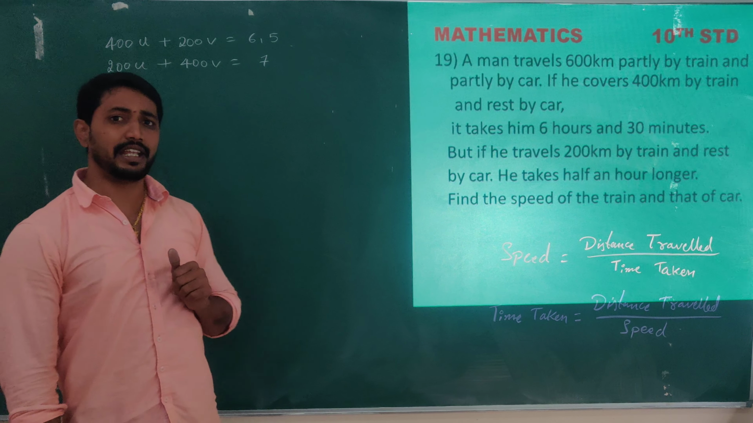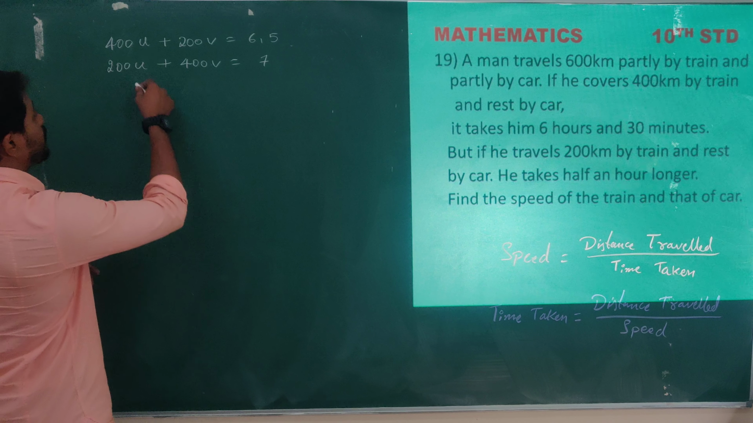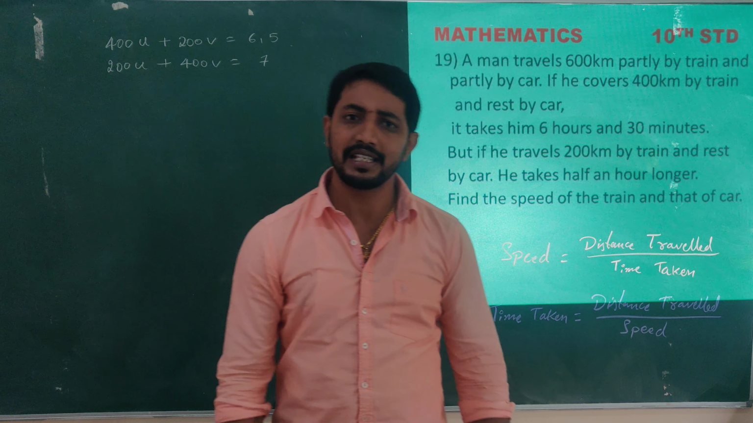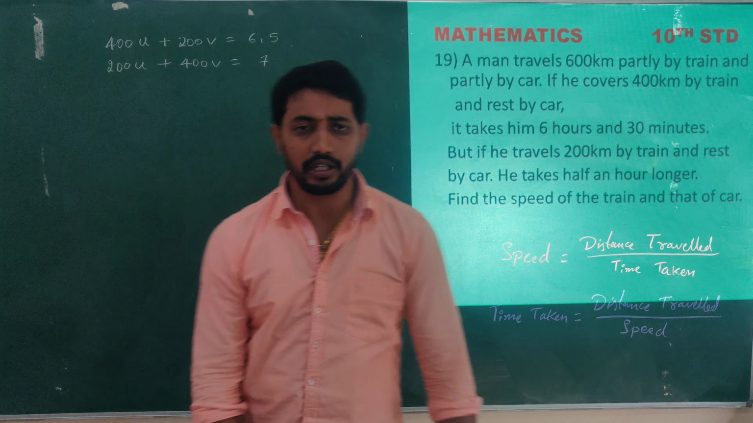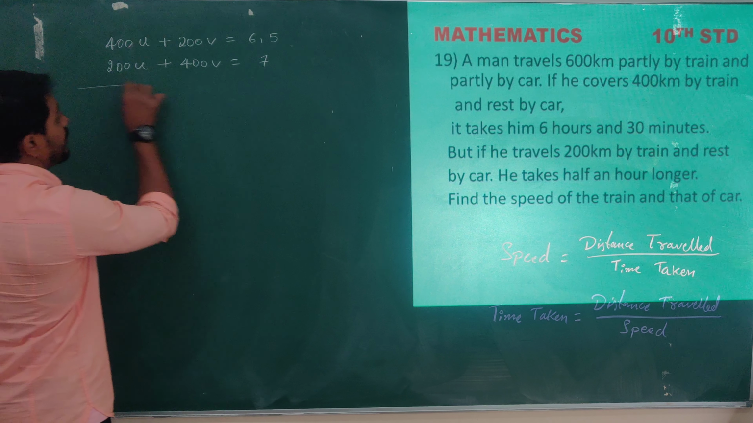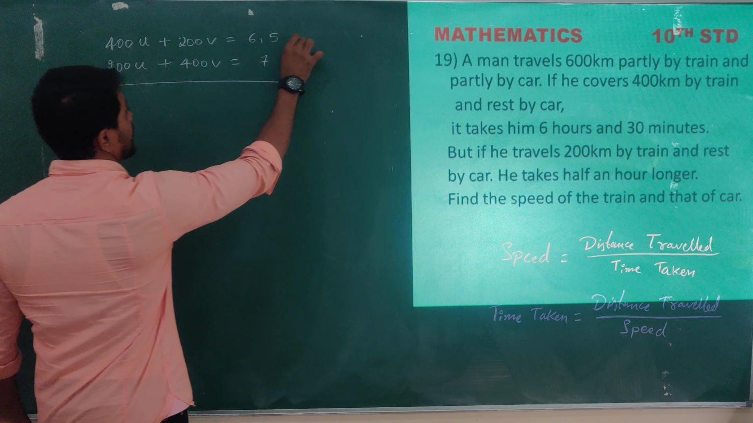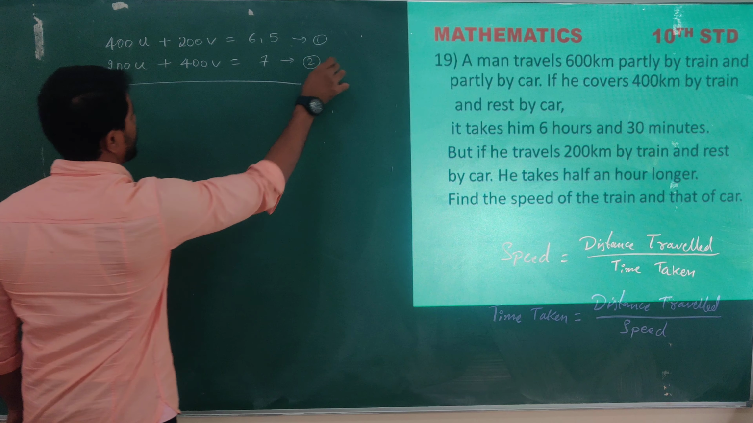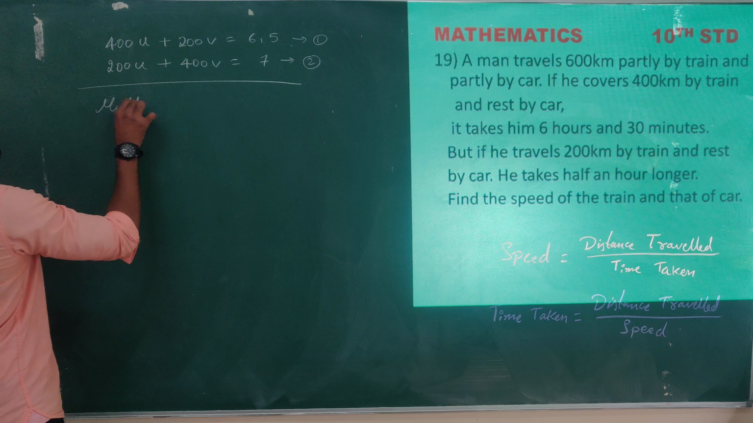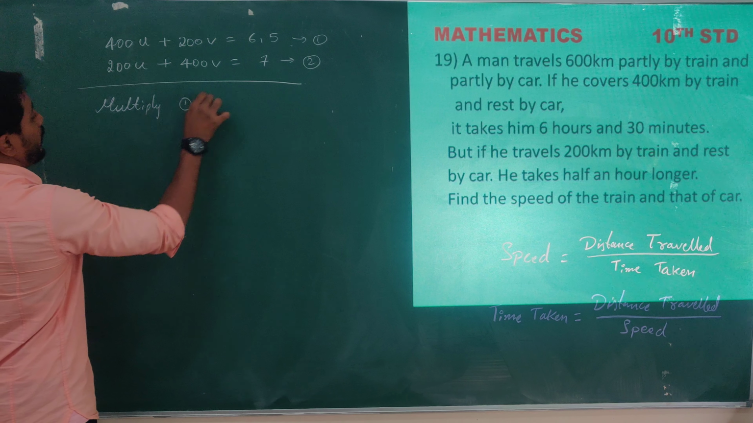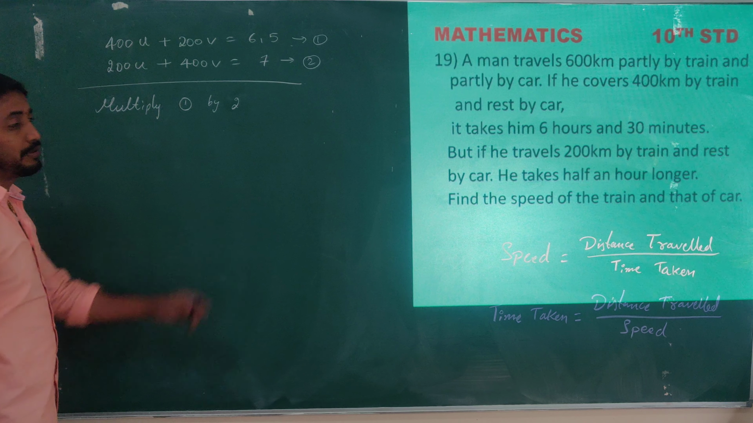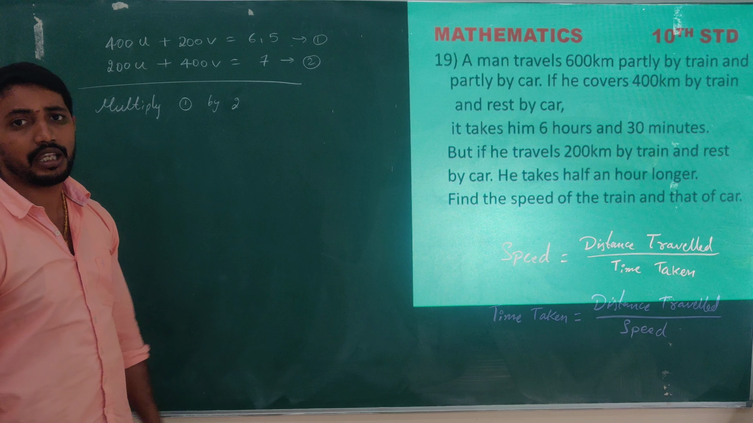These are the two linear equations, right? Now to solve these linear equations, what will we do? First we will make the coefficient of any one variable the same and we will subtract the two equations. For that purpose, what best can be done? Take the first equation as equation 1 and the second as equation 2. Multiply equation 1 by 2 and subtract that resultant equation from equation 2.